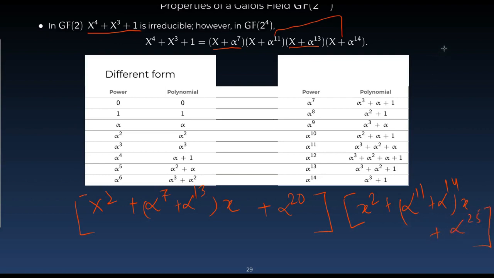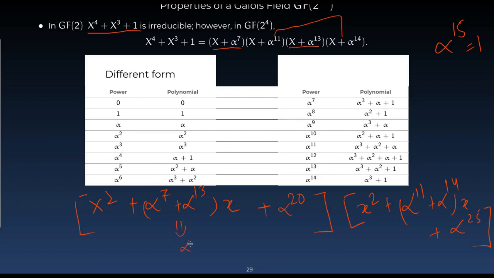As we already know that alpha^15 is equal to 1, we can utilize this table here to reduce it. So alpha^25 will be equal to alpha^10, and alpha^20 will be equal to alpha^5. Similarly, alpha^7 plus alpha^13: alpha^7 is alpha^3 + alpha + 1, and alpha^13 is alpha^3 + alpha^2 + 1. So we will have alpha^2 + alpha, which is actually equal to alpha^5.